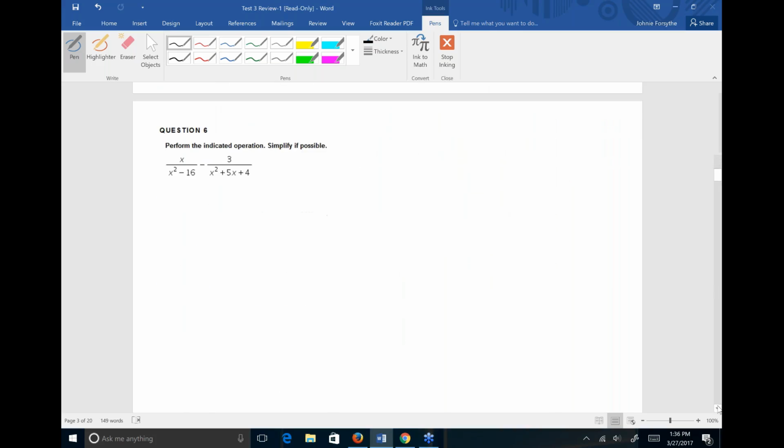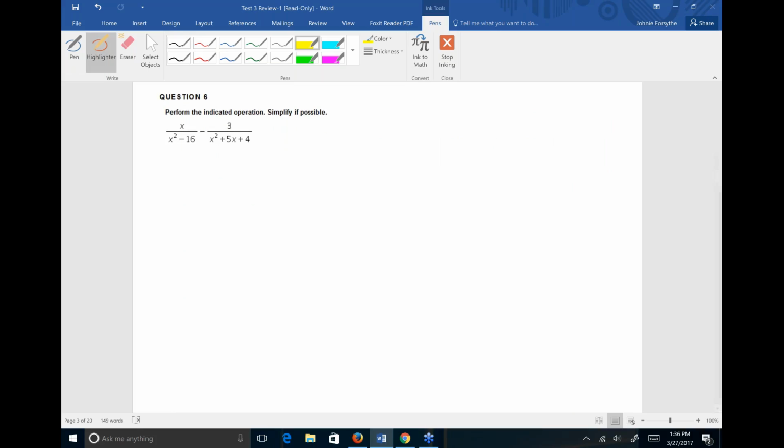Okay, question 6. So now we're subtracting, so pay attention to what operation you're doing. But we don't have common denominators right now. And there's no way to know what the common denominator should be without factoring the denominators to see what all you need to include in your least common denominator, sorry. You need a least common denominator, so we need to factor to figure out what factors we need to consider. So I'm going to just rewrite them here.